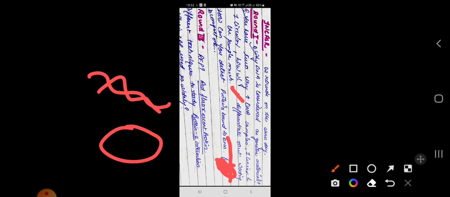techniques as well. So in round two, they asked that student what is RFP, that is red fluorescent protein, and what is the utility of red fluorescent protein, and what are the experiments where we utilize this red fluorescent protein.